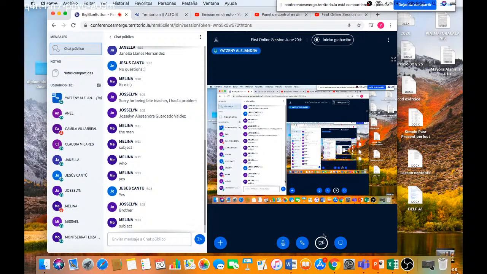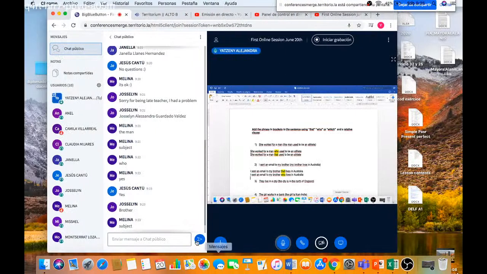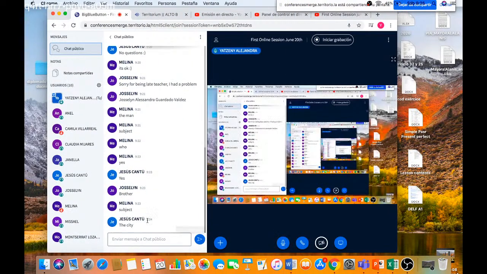Guys, sentence number 3, what do you think is the element repeated? It says they live in a city. The city is in the north of England. Which is the element that is repeated in my sentence? I think, thank you, the city, because I didn't scroll over here. The city. So the city, is it an object or a subject?